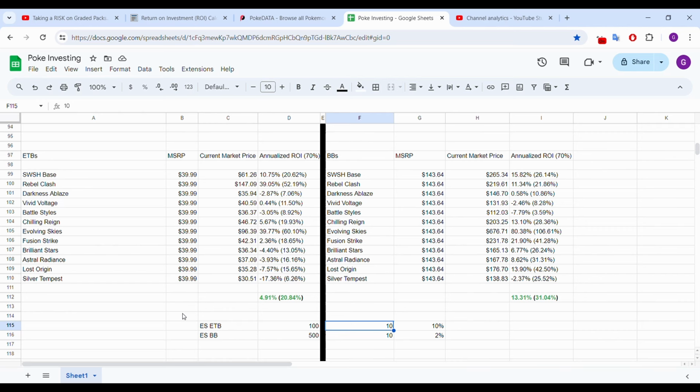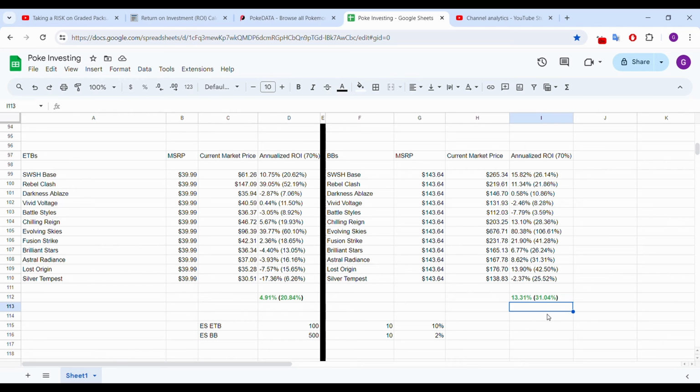I think that's all I have for this video. That's all I really wanted to talk about. Again, just to conclude, MSRP, if we take modern Sword and Shield ETBs, is 4.91% annualized ROI. If you take 70% of MSRP, it's 20.84%. When we look at booster boxes at MSRP, it's 13.31%, and if we take 70% of that, it's 31.04%. So booster boxes are essentially outperforming ETBs in annualized ROI by about 10%, give or take.